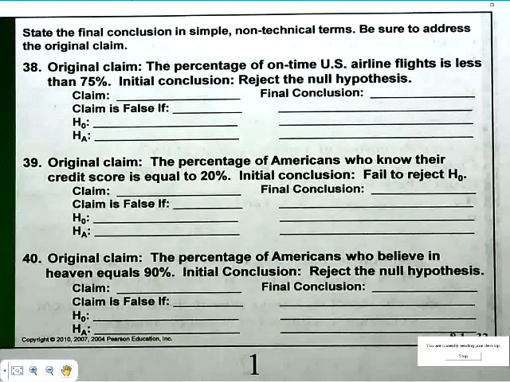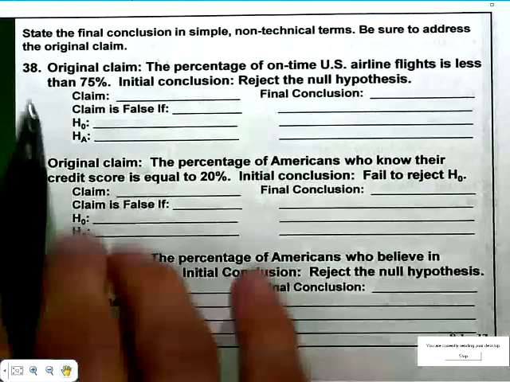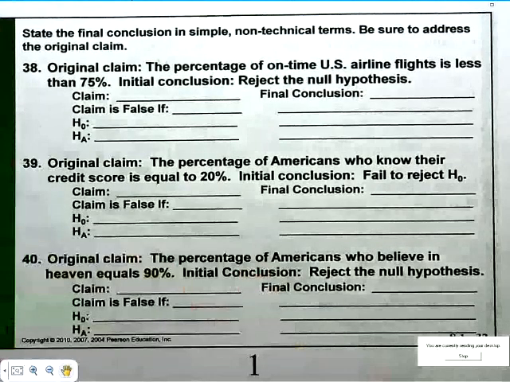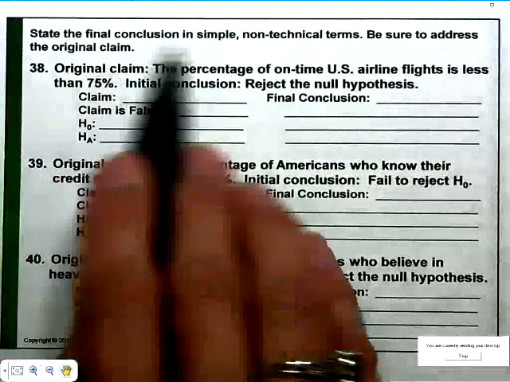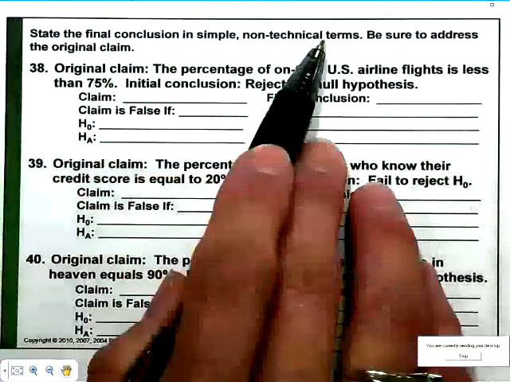Really, the calculator is going to do the middle part for us. We have to get really, really good at the beginning, setting up the null and alternative hypotheses, and the end, interpreting what the calculator gives us in the middle. All right, so a little bit of practice on interpreting before we do a couple full-blown hypothesis tests. Number 38, this is in 8.2's notes. State the final conclusion in simple, non-technical terms. Be sure to address the original claim.